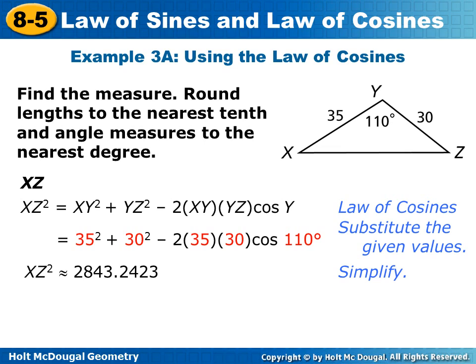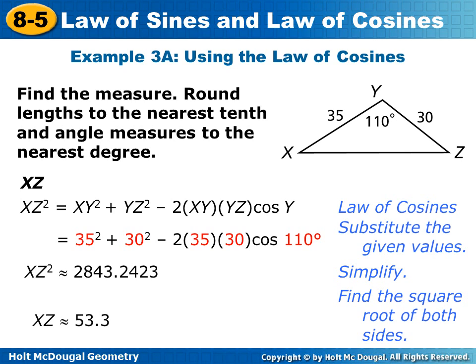So if you go ahead and simplify this, you should get XZ squared approximately 2843.2423, and then take the square root, which should give you XZ equal to approximately 53.3 units.